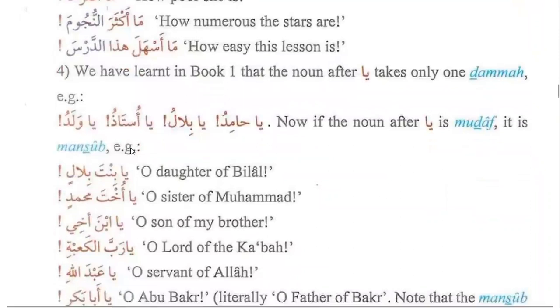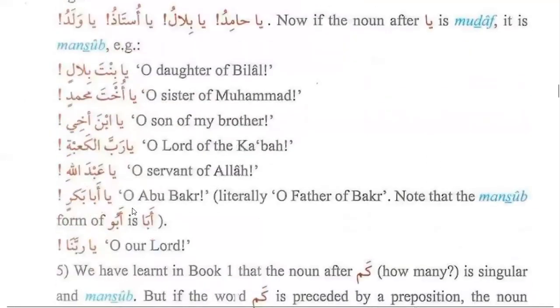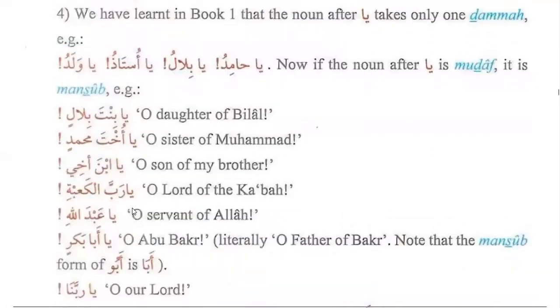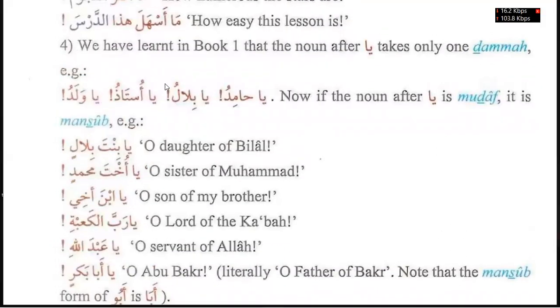Now, you all know that after the word ya, the next word is always marfu, and we use only one dhamma with it. But now you will learn that whenever we add the particle ya to a mudaf, it becomes mansub. The original word is bintu bilalin, daughter of Bilal. But when we add the particle ya, it becomes ya binta bilalin. Similarly, ukhtu muhammadin becomes ya ukhta muhammadin. So ya makes the mudaf mansub. Remember this point.